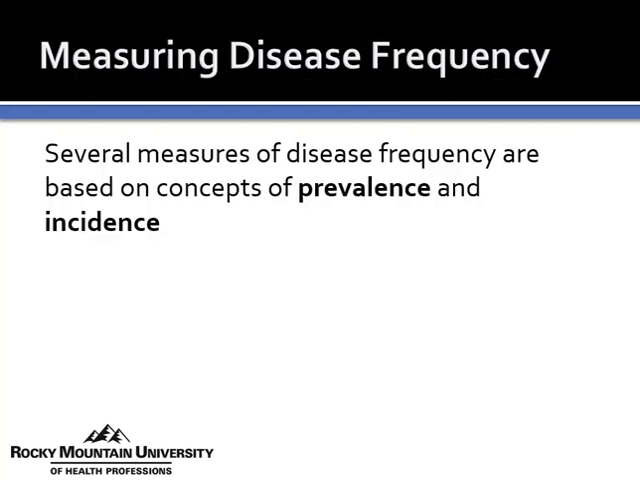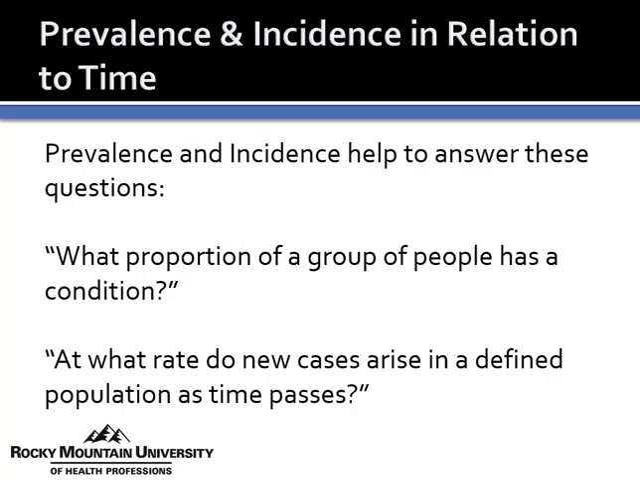There are several measures of disease frequency. They're based on the concepts of prevalence and incidence. So prevalence and incidence help to answer the following questions. The first one's a prevalence one. What proportion of a group of people has a condition? The next one, at what rate do new cases arise in a defined population as time passes? That is going to be an incidence.